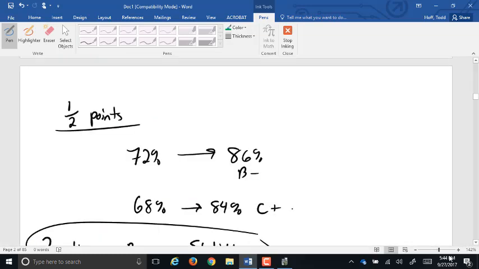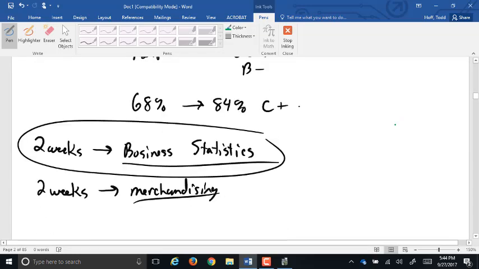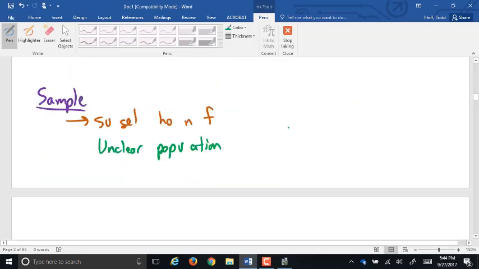Now, the obvious reasons for choosing a sample. Now my computer's going to act up.